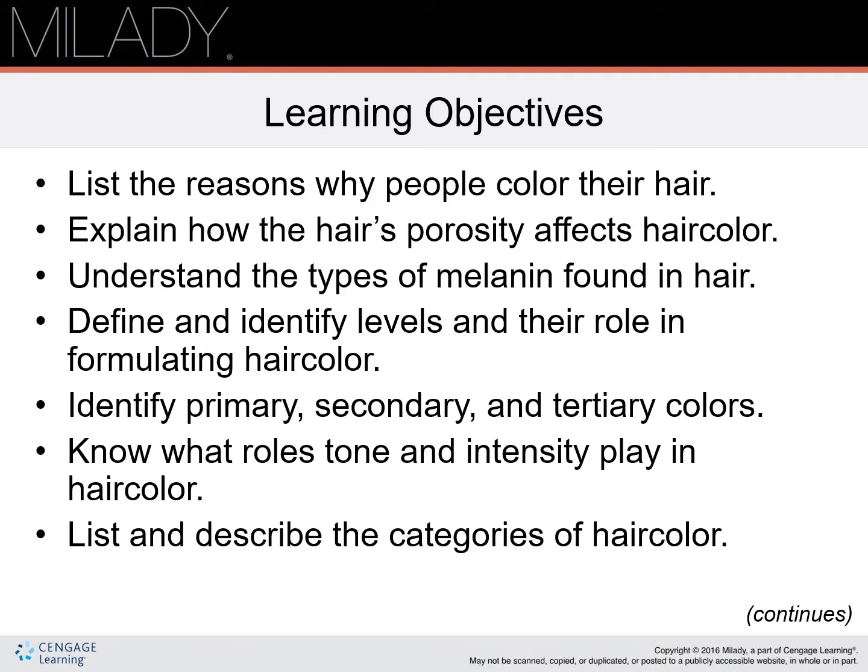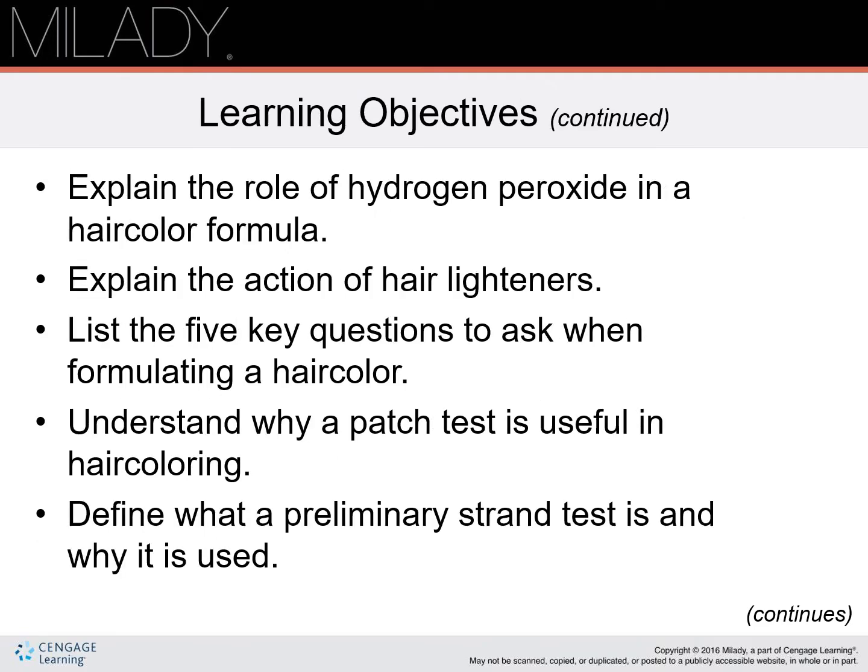You're going to be able to list and describe the categories of hair color. In doing that, you're going to be able to tell me the differences between them. We're actually going to talk about different products that we have in our dispensary and different color lines. You're going to be able to tell me what hydrogen peroxide is, how it affects a hair color formula. We are going to go in depth with developers and talk about those as well. We're going to talk about hair lighteners, how they work, the different types, client consultations when formulating hair color, patch test and preliminary strand test.